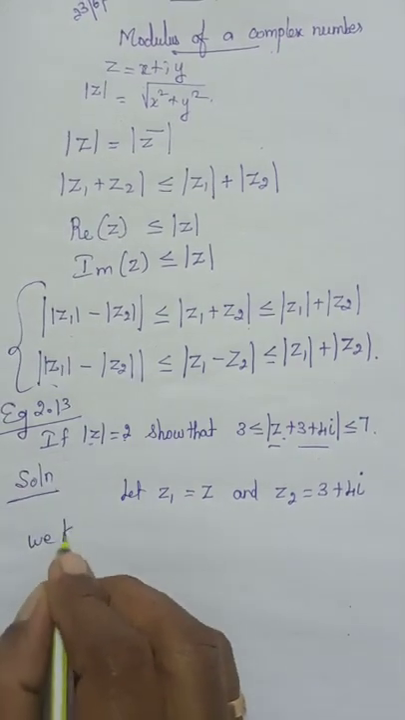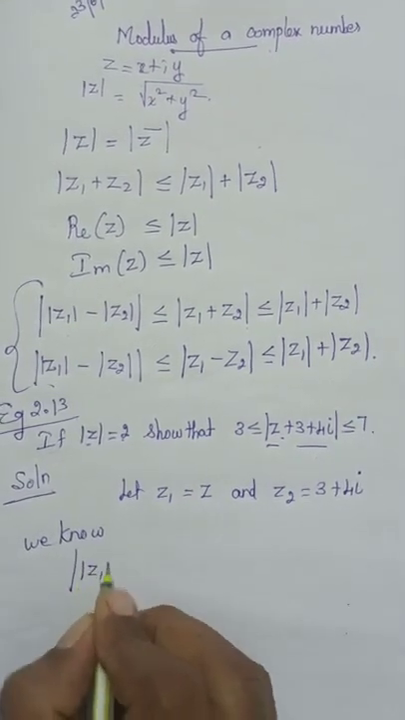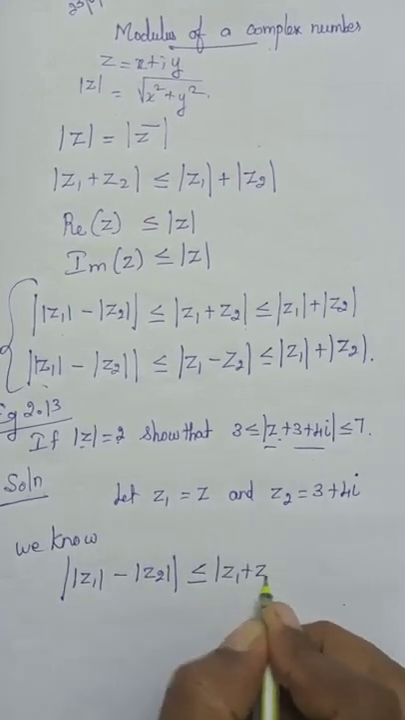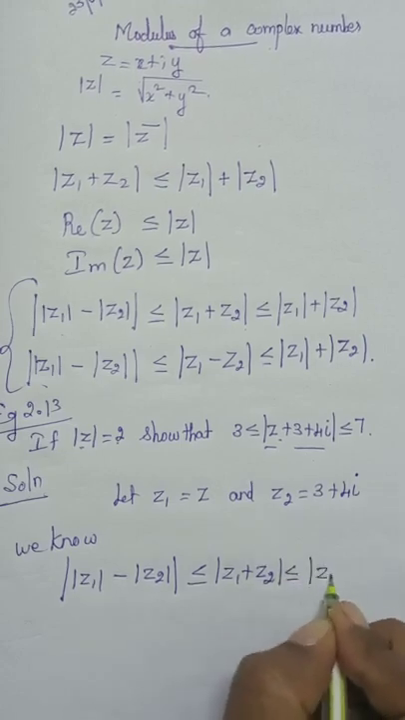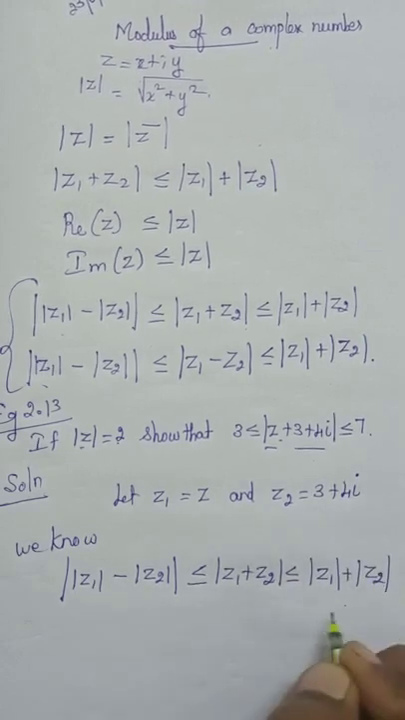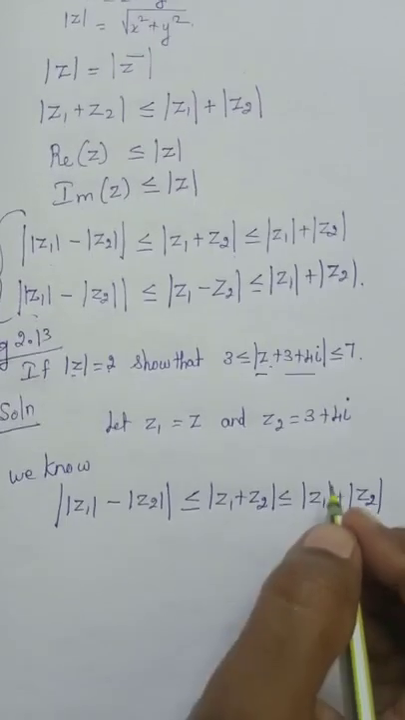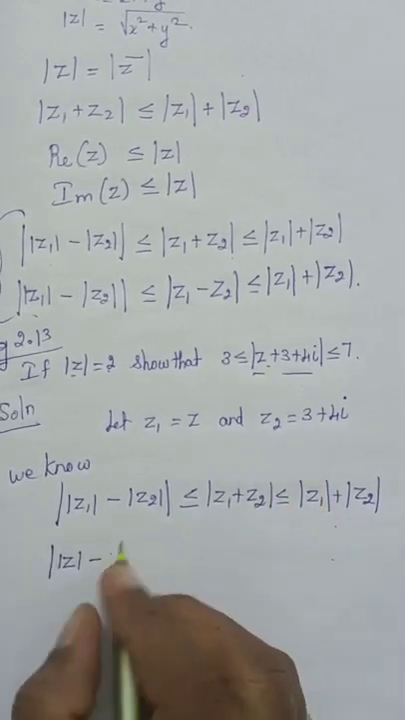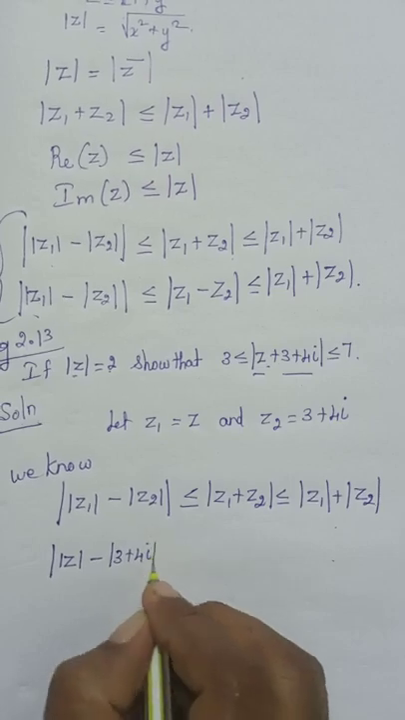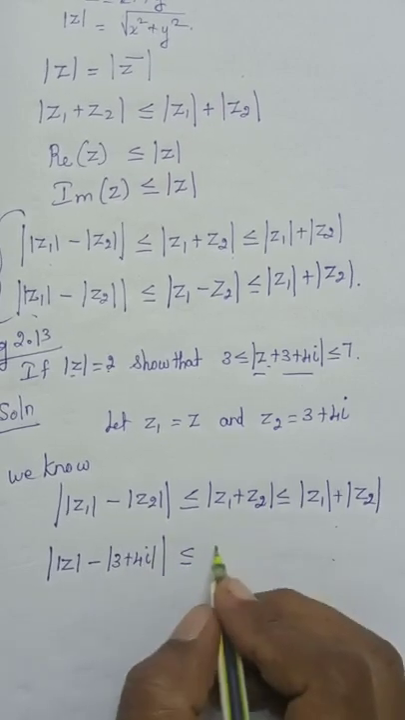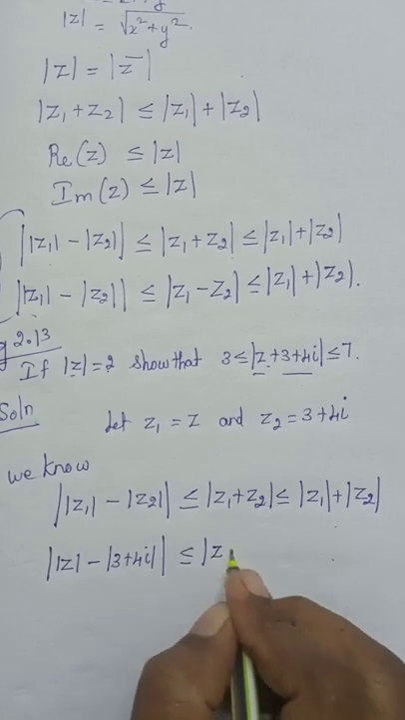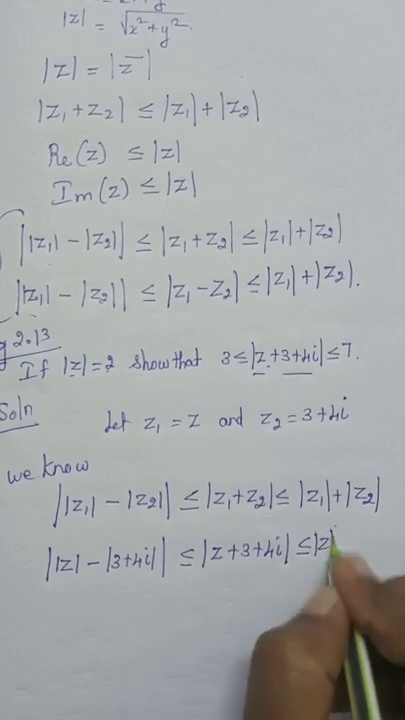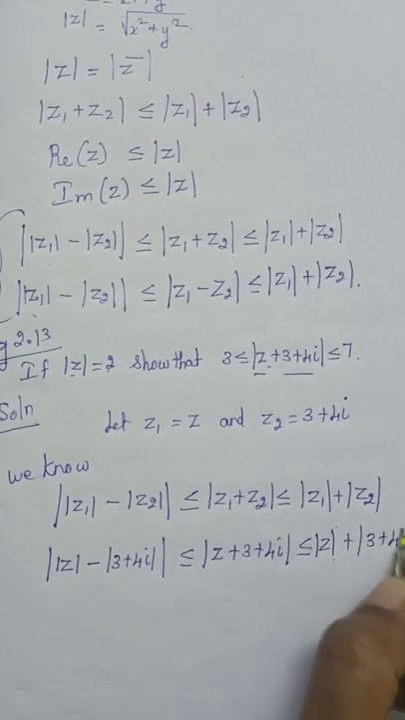Then, we know modulus of modulus z1 minus modulus z2 is less than or equal to modulus z1 plus z2 less than or equal to modulus z1 plus modulus z2. Now we can substitute and check it. Okay, see, modulus of modulus z minus modulus z2, that is modulus 3 plus 4i, less than or equal to modulus z plus 3 plus 4i, less than or equal to modulus z plus modulus 3 plus 4i.